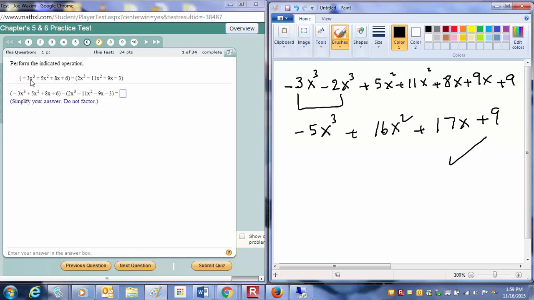So again, negative 3x cubed, negative 2x cubed, that's negative 5x cubed. 5x squared plus 11 is 16x squared. 8x plus 9 is 17x. And 6 plus 3 is 9. Let's try number 8.